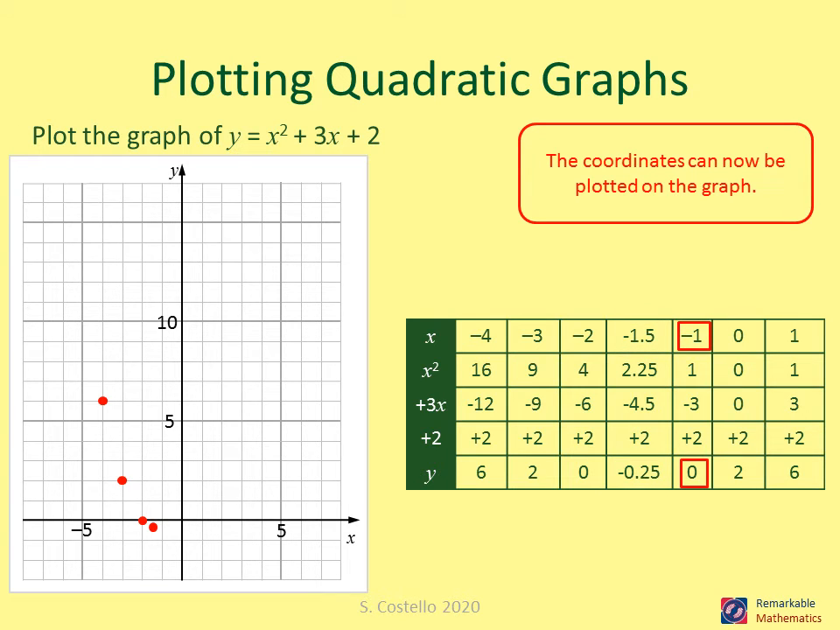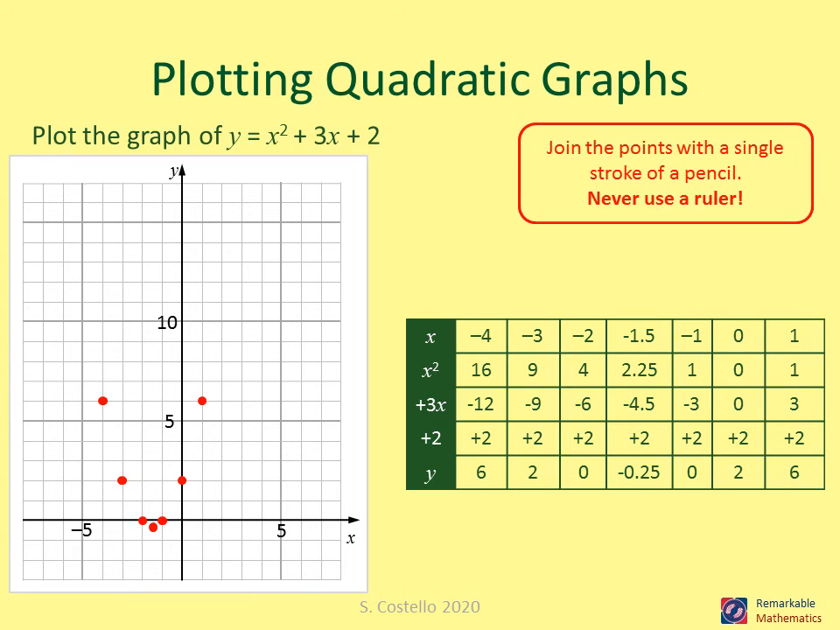Next one, -1, 2, 0, 2, and finally 1, 6. So join the points with a single stroke of a pencil. Again, never use a ruler. There are no straight parts in a quadratic curve.